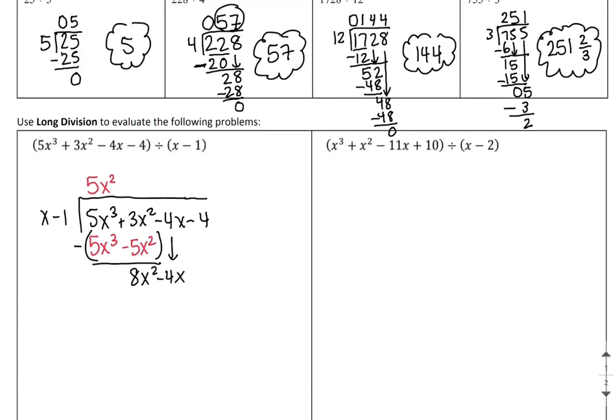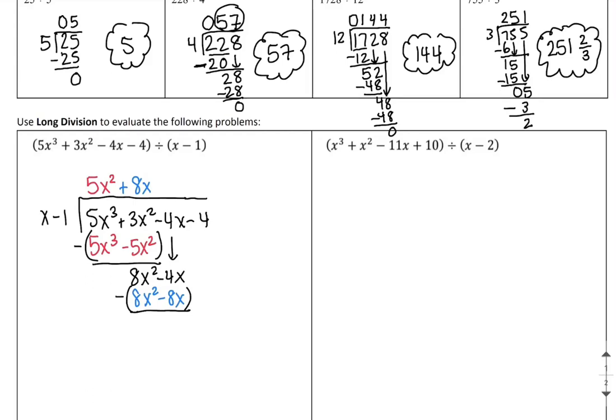So I ask myself, how many times does x minus 1 fit into 8x squared minus 4x? And I'm only concerned about what I have to multiply x by to get 8x squared. And the thing I have to multiply it by is 8x. And if I multiply x by 8x, I'm going to get 8x squared. And if I multiply negative 1 times 8x, I'm going to get negative 8x. And I'm going to subtract this and see what I have left to take care of. So I'm subtracting. I get 8x squared minus 8x squared is 0.